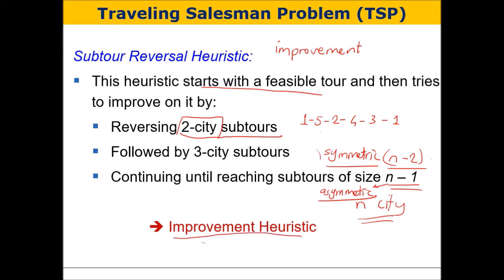Okay, as I said, this is an improvement heuristic. And what do we do? Basically, we first generate all possible new solutions by reversing the order of 2 consecutive cities. Then, on the same initial solution, we make the changes with 3 consecutive cities. Then with 4, 5, up to n-2 for the symmetric case and n-1 for the asymmetric case, and calculate the objective function value of each one of these and select the best alternative.